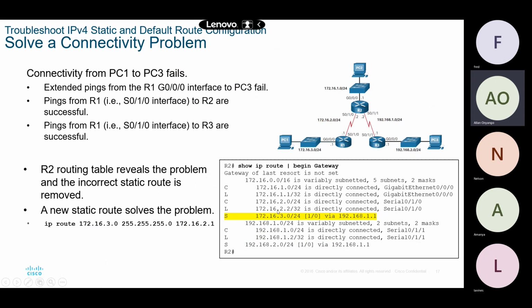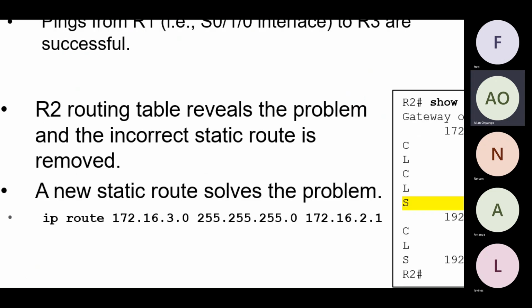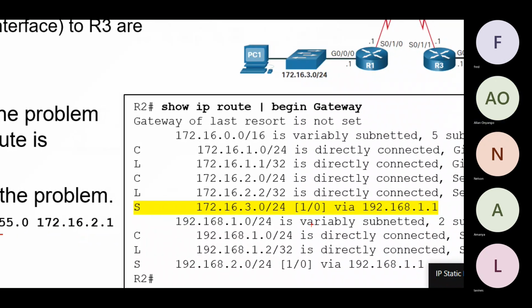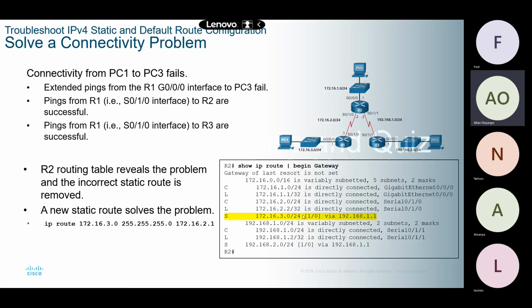And so what's going to happen? We need to remove this route and we need to configure a good route, and we need to say that is IP route 172.16.3.0, put the subnet mask, and we need to put the correct next hop, this one and not this one. Okay, we need to say 172.16.2.1 and not 192.168.1.1. So that was a small problem that we have actually been able to solve.